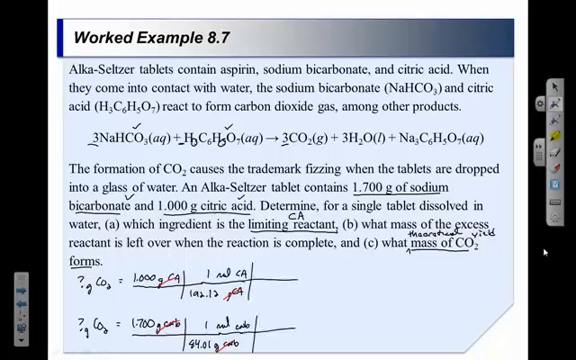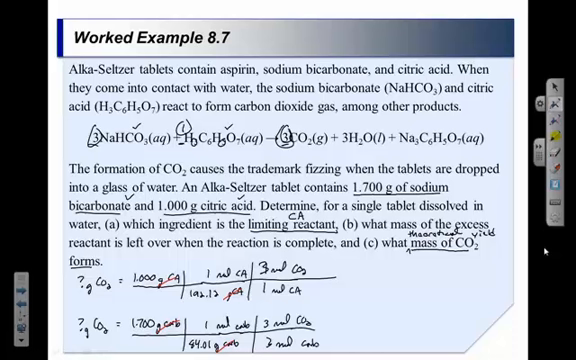So that now I can convert to the substance I'm interested in, which is the CO2. And I use the coefficients. So for the citric acid, it's a 1:3 ratio. So 1 mole of citric acid for every 3 moles of the CO2. For the sodium bicarbonate, it's a 3:3 ratio or a 1:1 ratio. So 3 moles of CO2 from 3 moles of the bicarbonate.